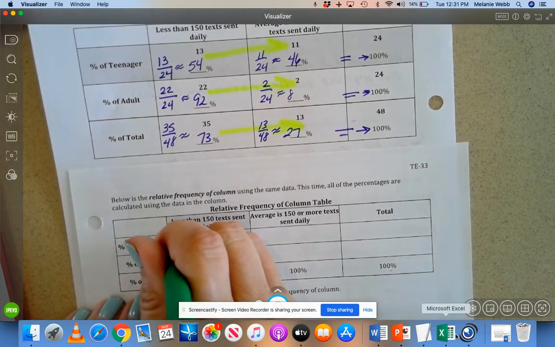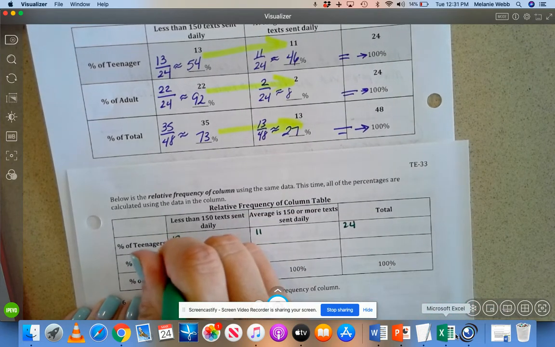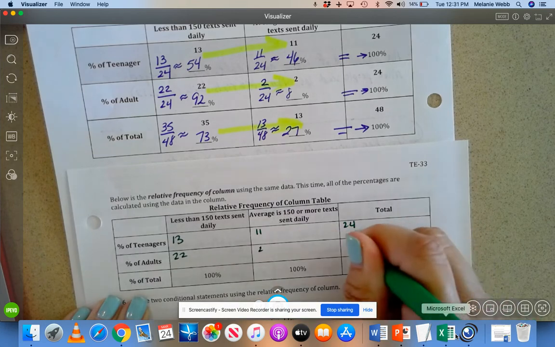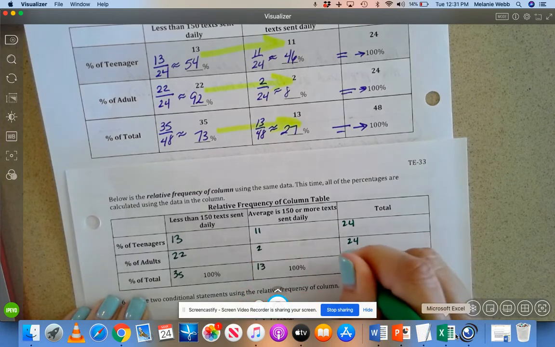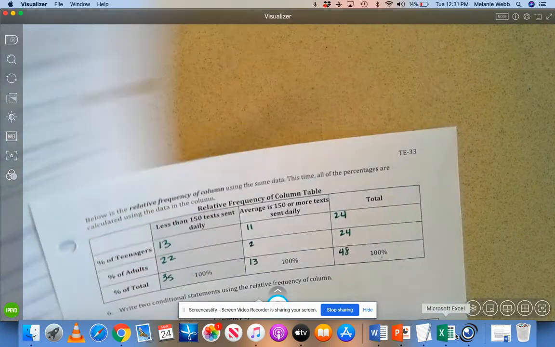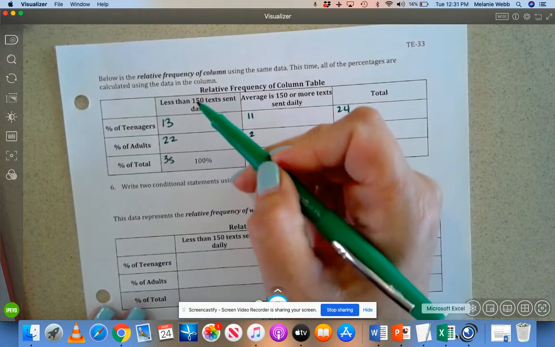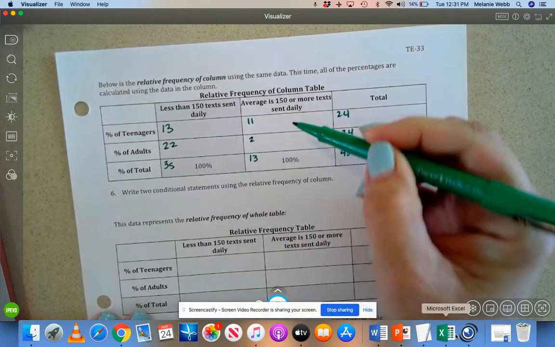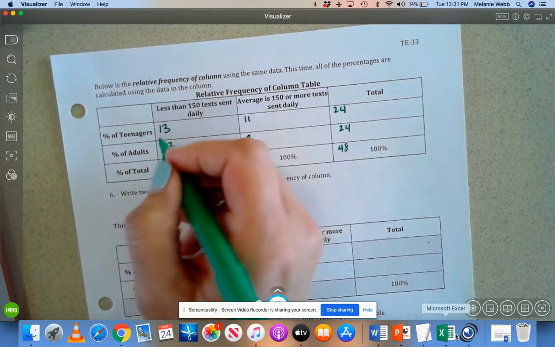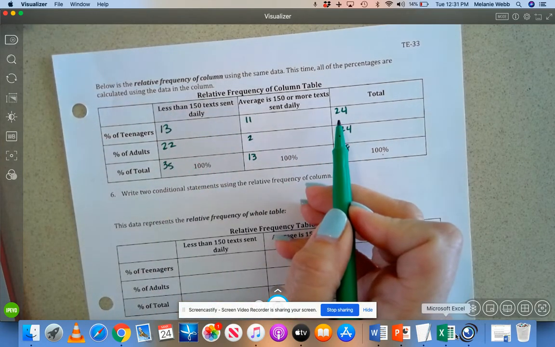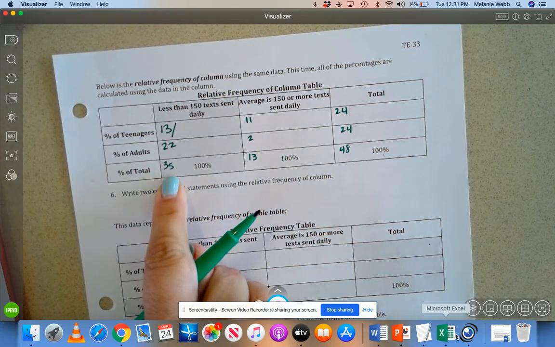I have 13 here, 11 here, 24. I have 22 here, 2 here, 24. I have 35, 13, 48. I still have the same data, but now my percentages are going to look a little different because I'm looking at them as this is 100% of the column. This is 100% of the column. So now I don't want to do 13 out of 24. That would be by row. I want to do 13 out of 35, the total of the column.